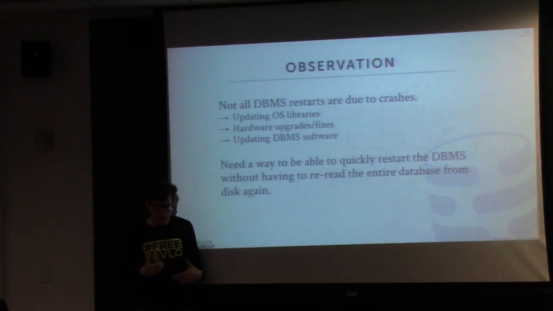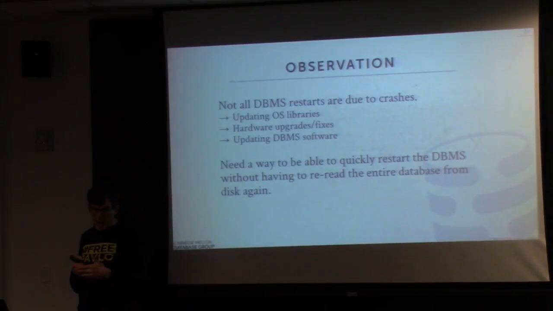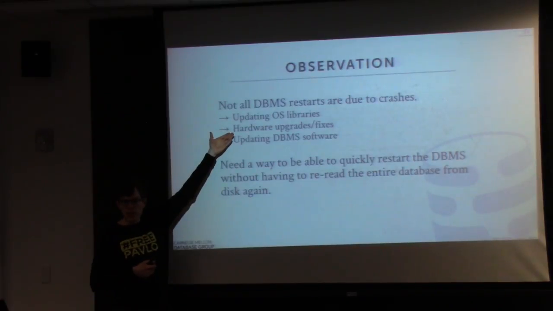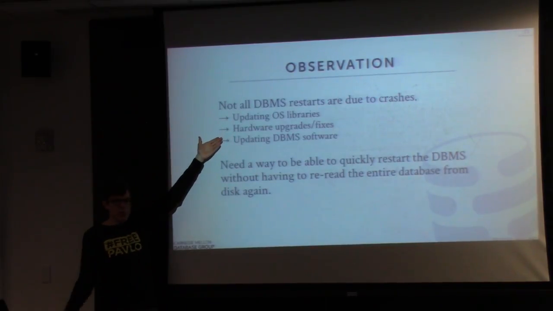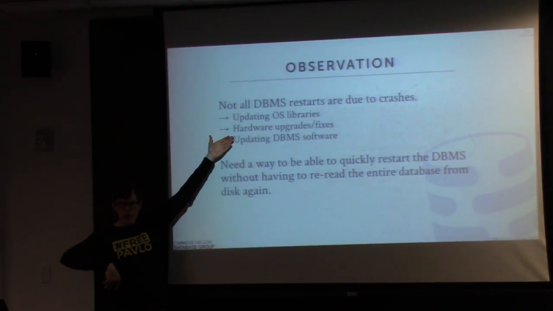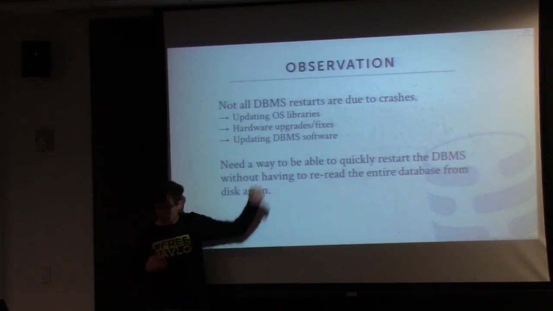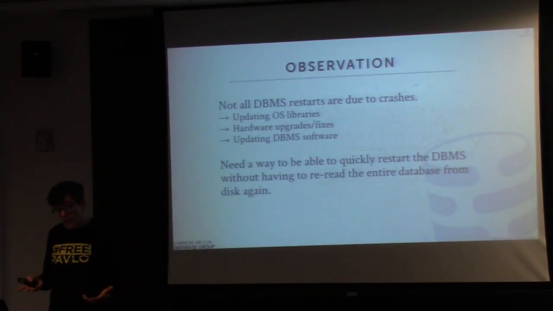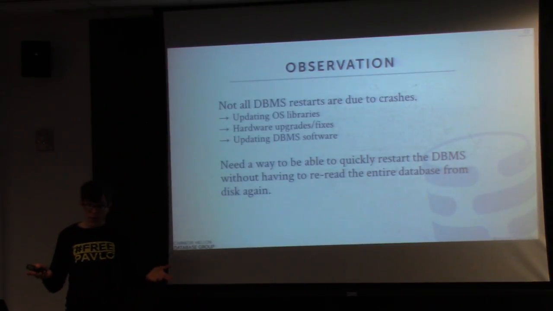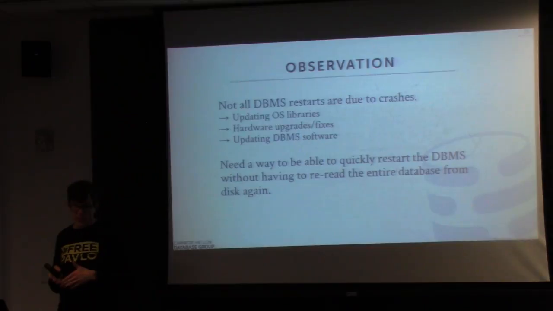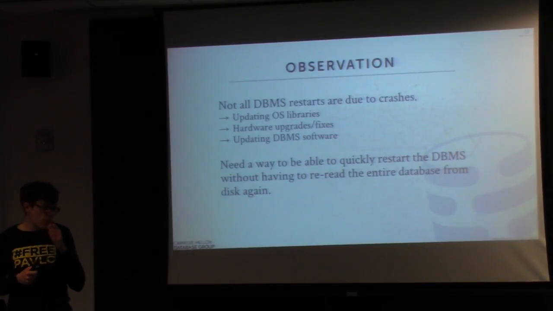Not all database system restarts, though, are going to be from these sort of cataclysmic accidents or crashes. There are other reasons that require us to restart our system. One could be because we have to update our operating system or our kernel to get the latest security patches, and therefore we have to restart the box. It could be because we want to upgrade the hardware, maybe change instance type on EC2, put in more RAM, change an SSD. Or it could be because we actually just want to update our database system software itself. We have a new version of the system, it has better features, it's faster. So we want to stop our database system, load in the new version, and turn it back on.